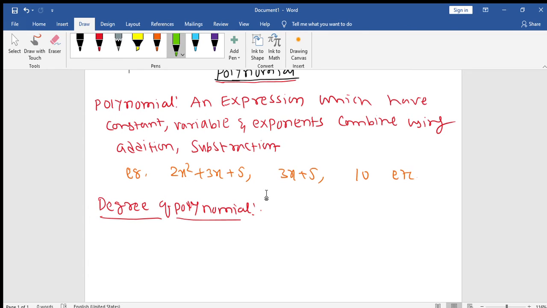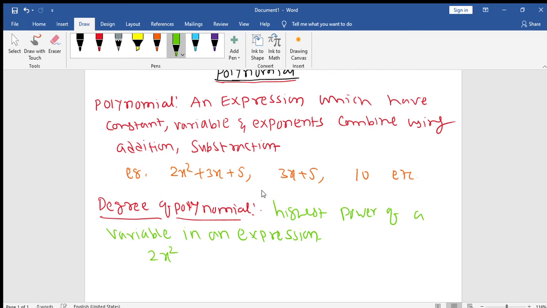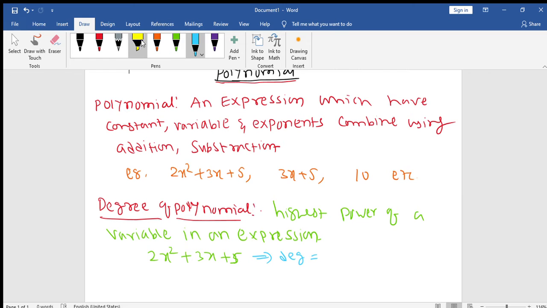See, degree of polynomial means the highest power of a variable in an expression. For example, 2x square plus 3x plus 5. So what is the degree of this? What is the highest power? We need to look. Highest power is 2. So degree is 2.